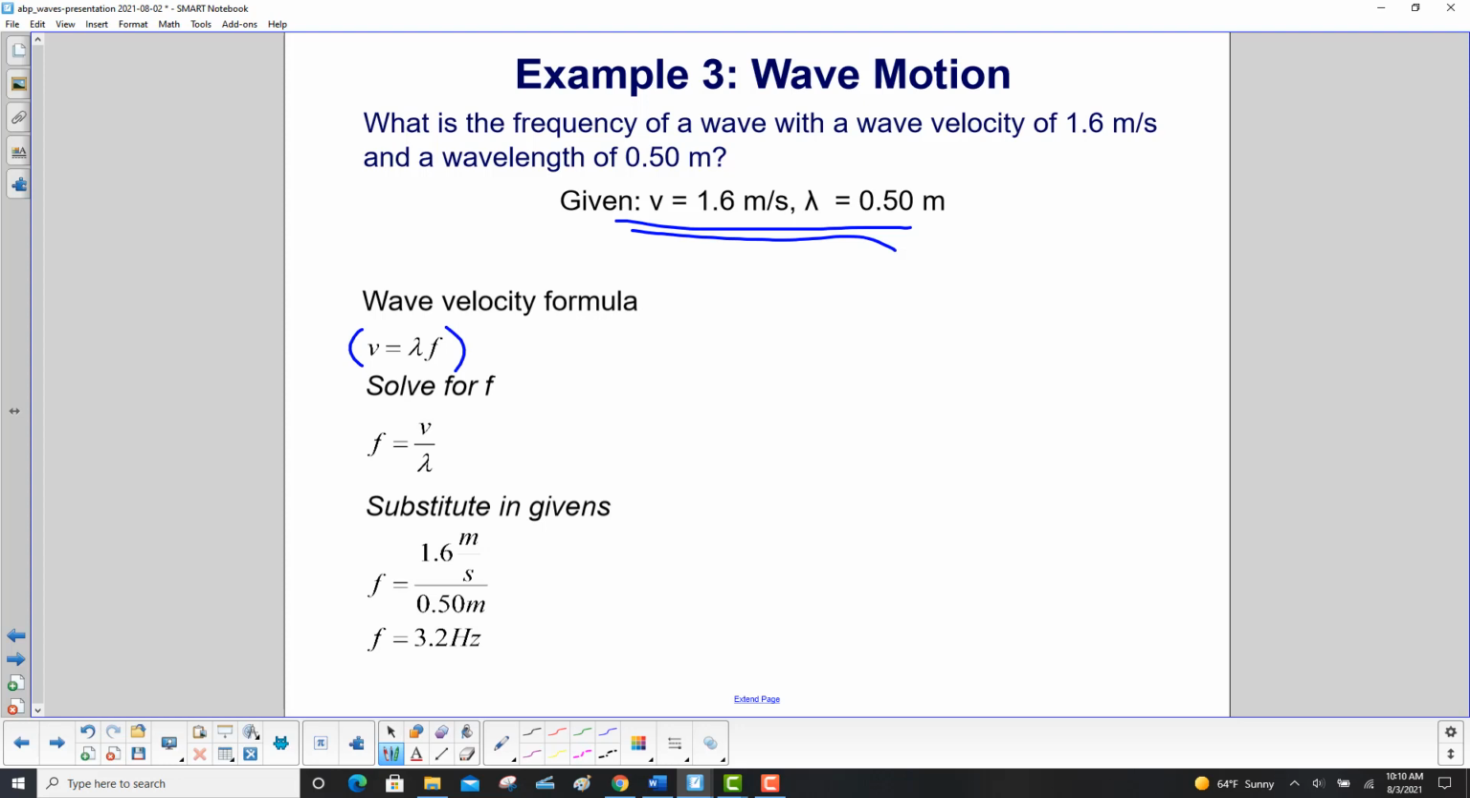Do your algebra first. So we divide both sides by the wavelength, switch left to right, right to left, and we get the frequency is v over lambda. Now we can substitute in our givens, and we find that the frequency is 3.2 Hertz.